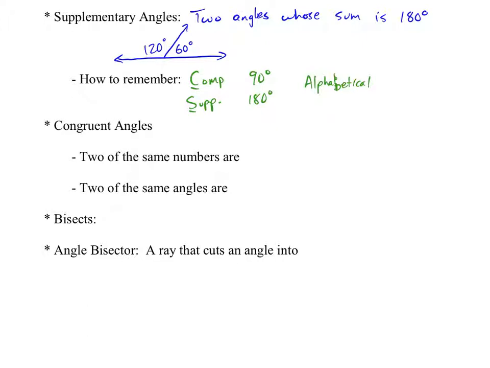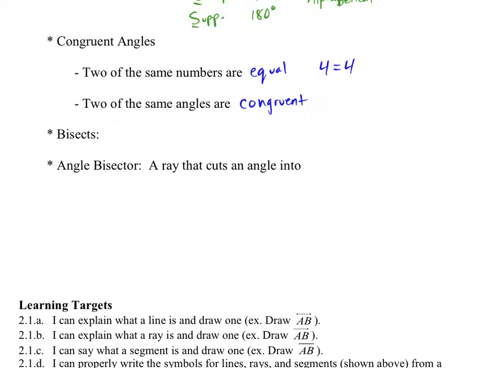Congruent angles. Congruent is just a fancy math word for equal or the same. So two of the same numbers are equal. And by that you could say like 4 equals 4. For numbers we just say equal. If you're talking angles, they say two of the same angles are congruent. And the symbol is similar to an equals, but they put a tilde, if you remember that word from Spanish class, above the equals. So maybe they'll do something like angle B is congruent to angle ABC.